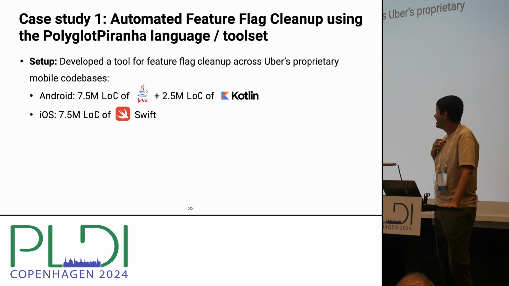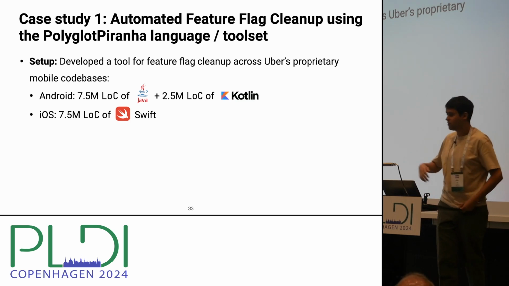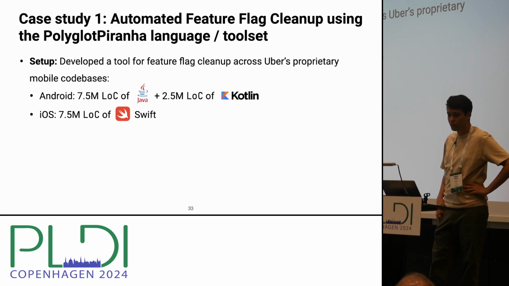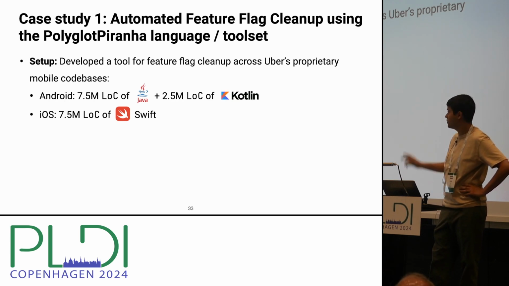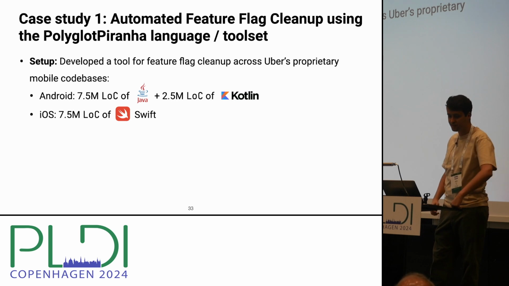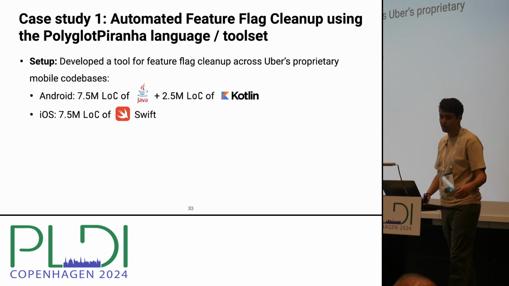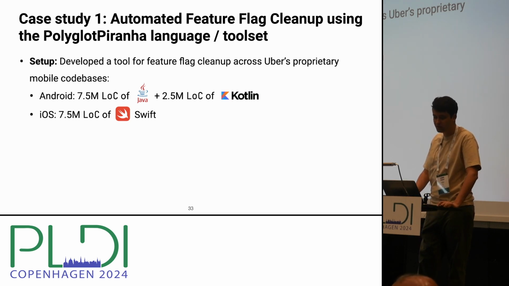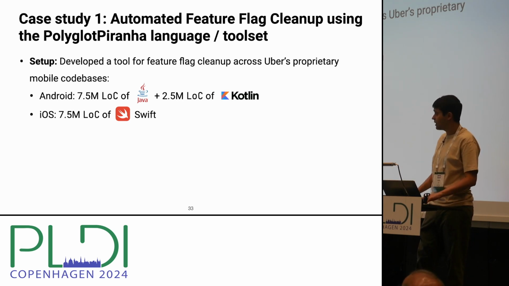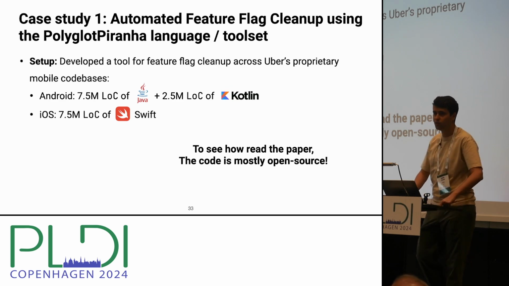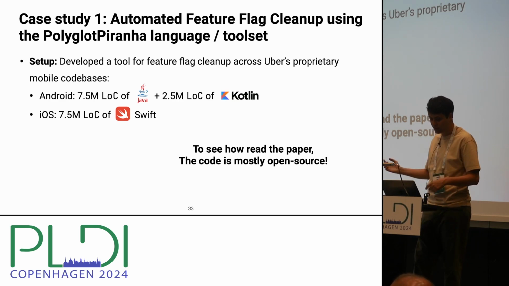It's okay. Yeah, so we built a tool on top of Piranha, which does feature flag cleanup, and we did this for two of our monorepos, Android and iOS. And these are pretty large code bases, as you see here. It's 7.5 million lines of Java plus Kotlin for Android, and 7.5 million lines of code for Swift. The code is mostly open source, so if you want to learn more about how we did it, you can read the paper.